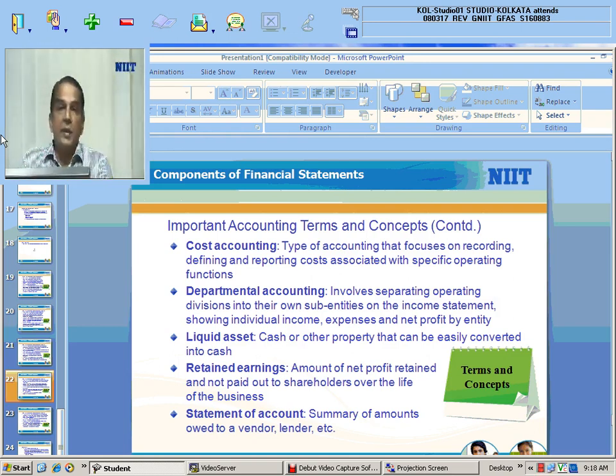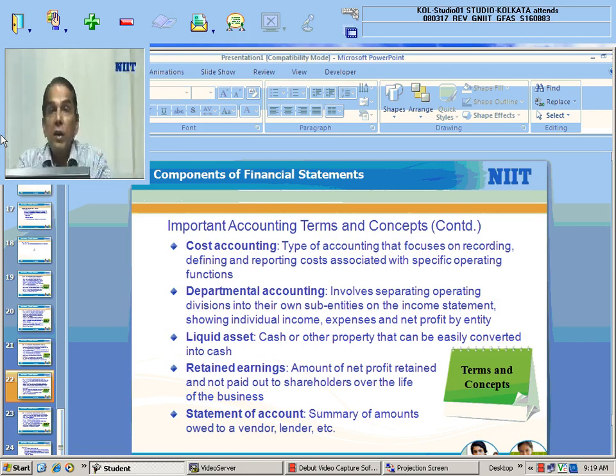Another important term is liquid assets. I hope you all understand it, but still let me try to clear it. Cash or other property or assets which are easily convertible into cash. Cash is itself cash. Cash and bank balance in the current account with the bank is also equivalent to cash. There can also be other assets which can be easily converted into cash. These are called liquid assets. Basically, cash or other assets of the business which are readily convertible into cash are called liquid assets.